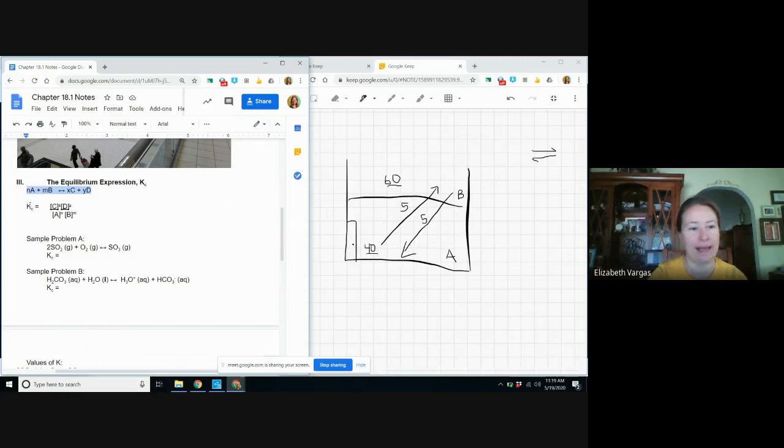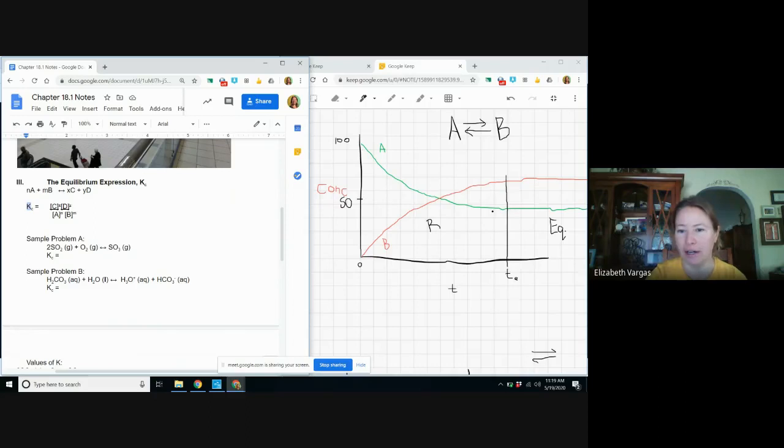So K, capital K, is a constant. A constant is just a number that doesn't change, like the speed of light. It's always 3 times 10 to the 8th power meters per second. Up here, my equilibrium constant is something that wouldn't change, since the concentration of A and B stays equal, I can find a ratio of these.